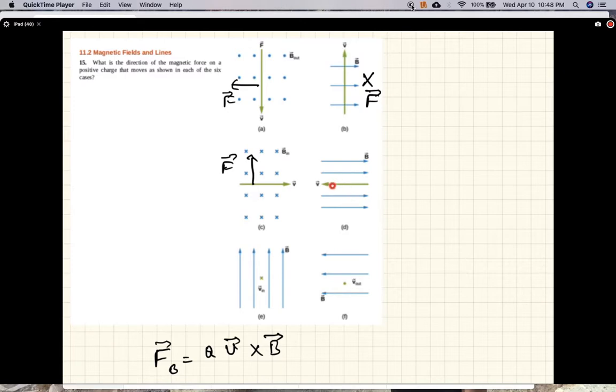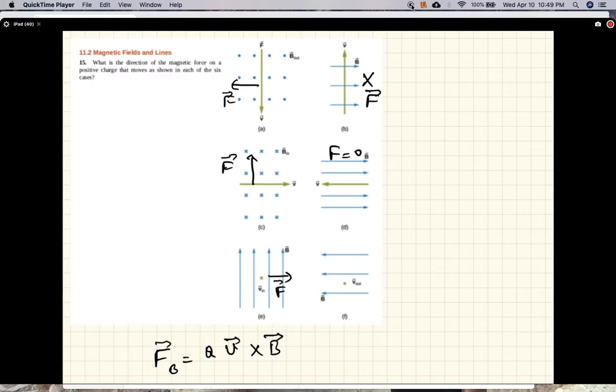For part D, V and B are anti-parallel, and the cross product of parallel and anti-parallel vectors is 0. So F would be 0 in this case. Okay, let's look at case E. B is in the upward direction. V is into the plane of the paper. So if you turn the screw from V to B, the screw would move in this direction. So that's the direction of the force.